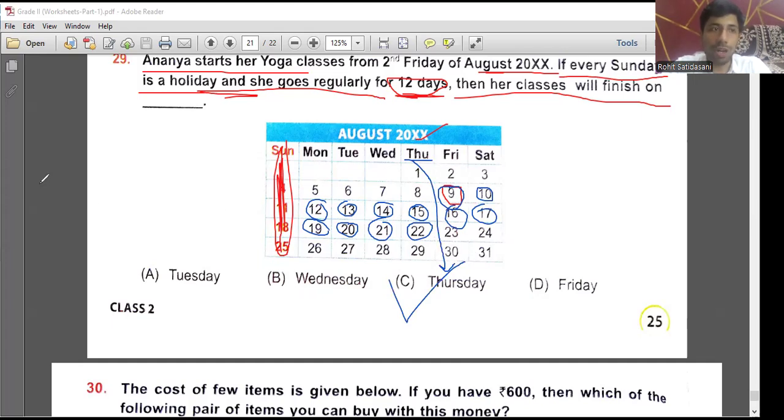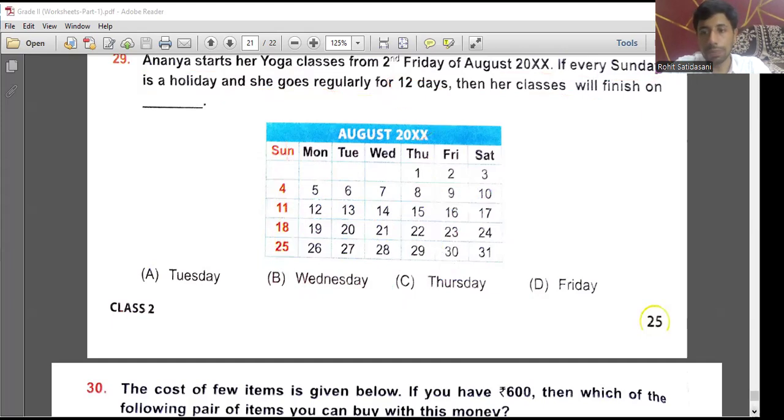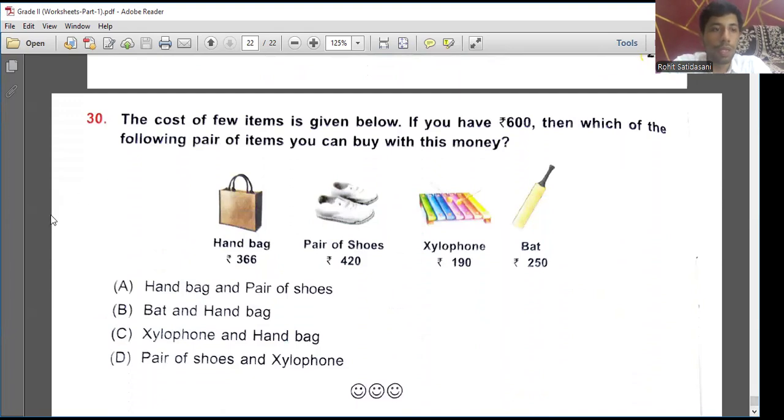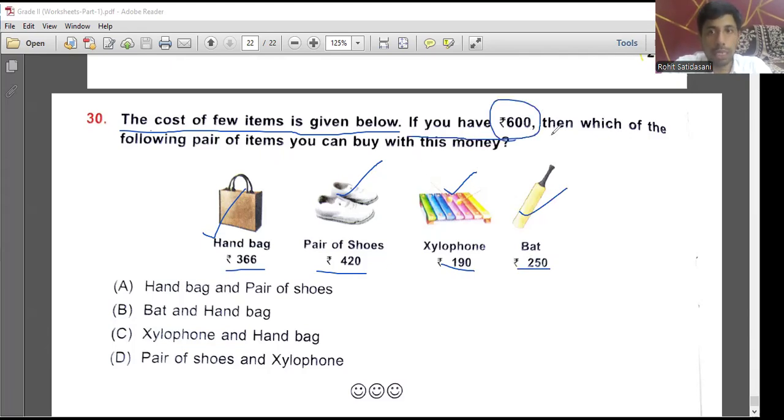Moving on to the last question of this worksheet, question number 30, and the last question of this video also. So let's see what it is. The cost of few items is given below. We have a handbag for rupees 366, one pair of shoes that is for rupees 420, one xylophone which is of 190, and one bat for rupees 250. If you have rupees 600, then which of the following pair of items you can buy with this money?